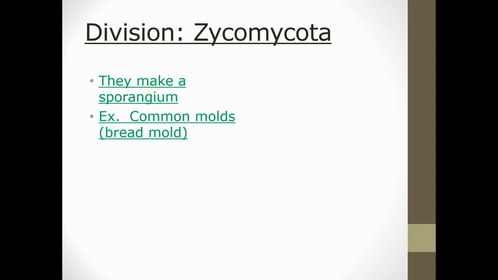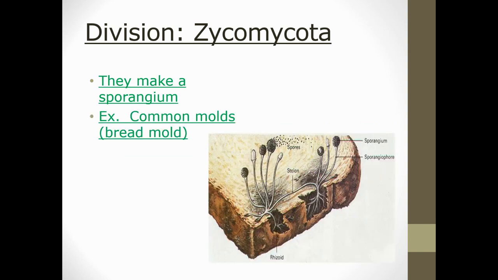Zygomycota, they make something called a sporangium. And I will show you a picture of what that looks like. So this little thing here is the sporangia. This is blown up, right? This is really large. So when you see mold on the outside of bread, that is a sporangia.